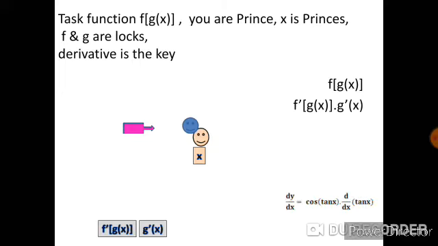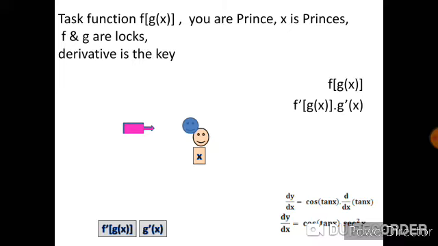If we remember the example of y is equal to sine of tan x, we have done the same. The derivative of sine is cos; we have taken the derivative of sine only as cos, tan x as it is, and in the second part we have taken the derivative of tan x, and so dy by dx is cos of tan x into sec square x. This is the derivative of sine of tan x.